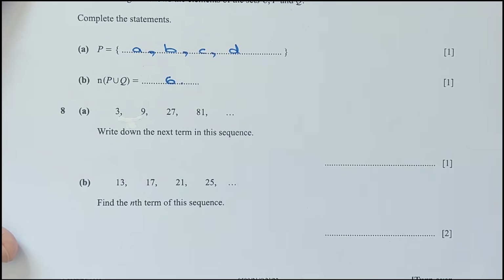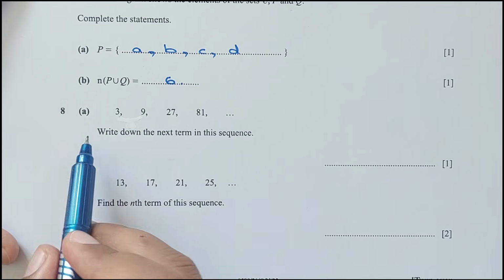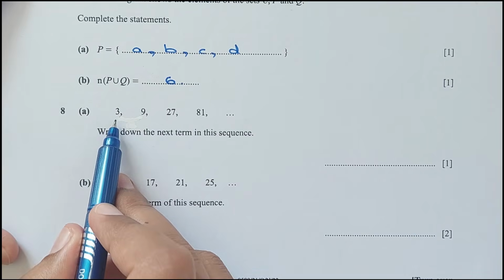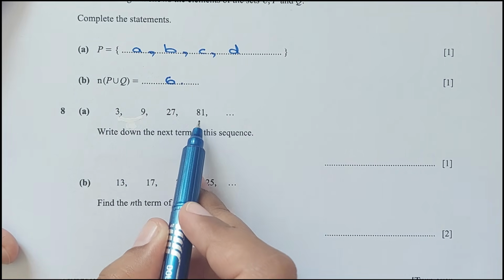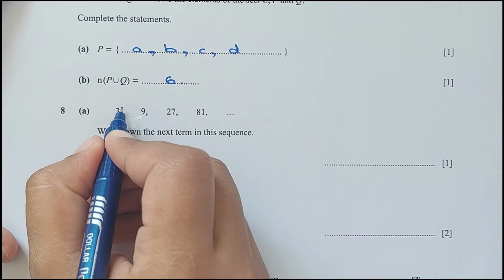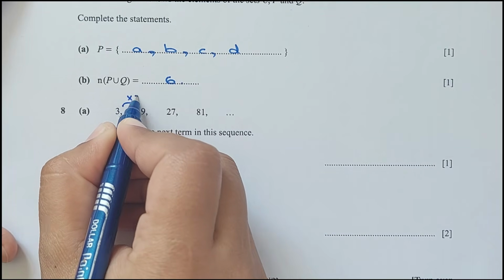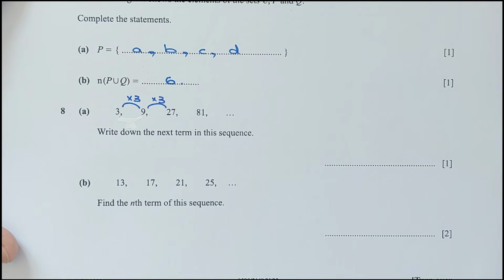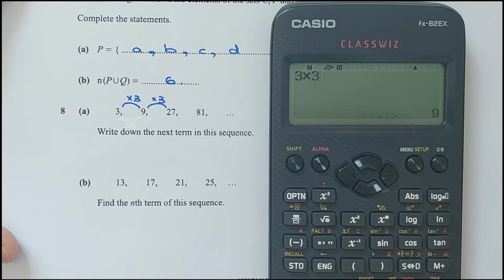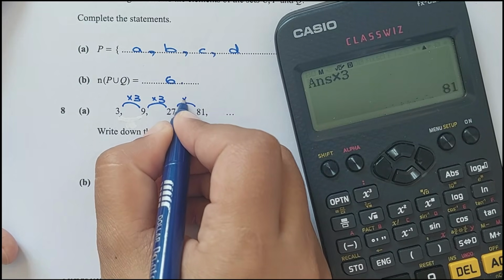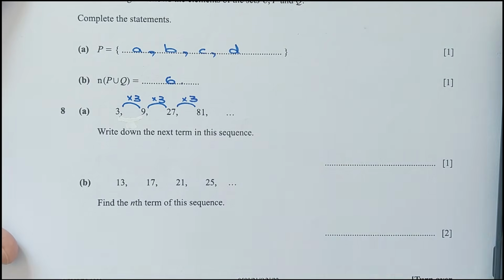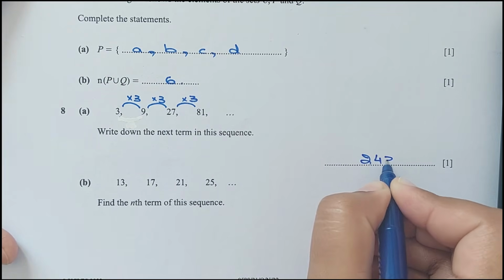All right. Question number 8, part A, write down the next term of the sequence 3, 9, 27, 81. So you have to multiply by 3. 3 times 3 is 9, 9 times 3 is 27, 27 times 3 is 81. So 81 times 3 is 243. So the next term is 243.